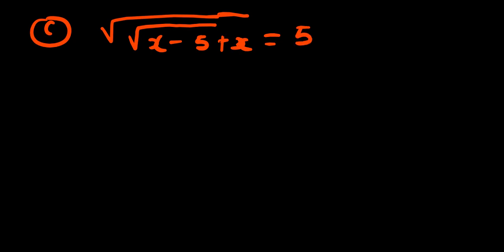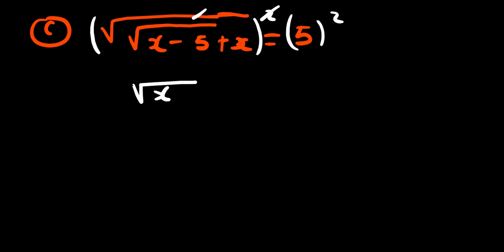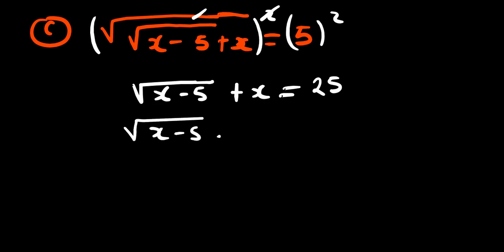So how are we going to do the same scenario? Square on both sides. So I'm going to square on both sides, this side squared and my right side squared. So now what do I do? The square and the root, the first root, will cancel. So this side I'm going to remain with the square root of x minus 5, this is in the root, plus the x is isolated, is equal to 5 squared, that is just 25. So I'm going to take the x to the other side. I'm going to remain with the square root of x minus 5 is equal to 25 minus x.